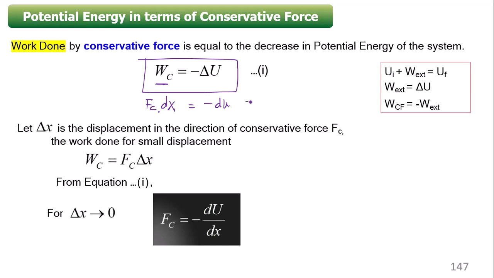So correspondingly, I can define another equation, that is F c equals minus dU by dx. So the conservative force can also be written as minus dU by dx. Now U is a scalar, and F is a vector quantity. Now how to relate these? For that you have to put in the vector notation.